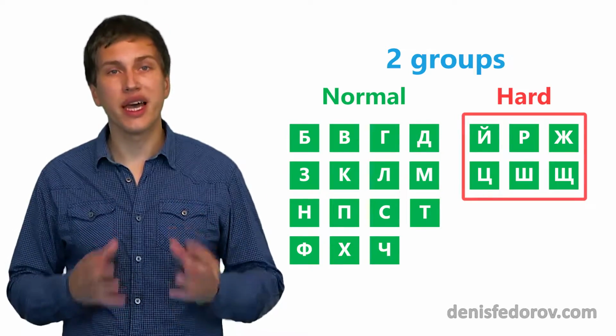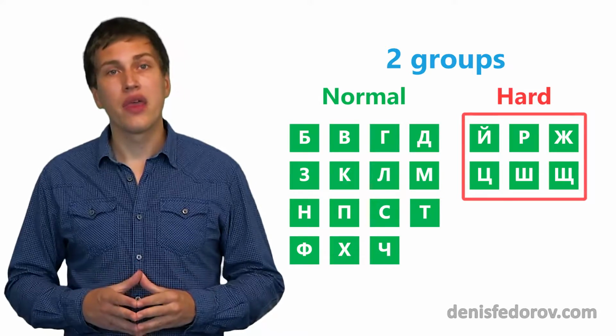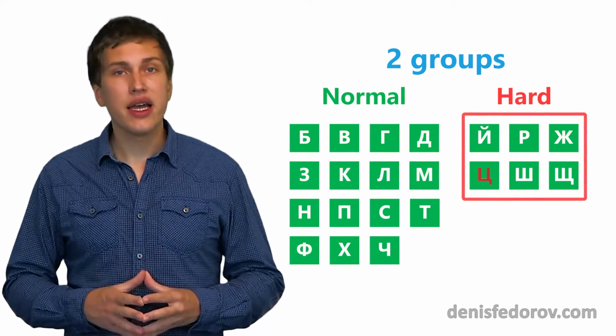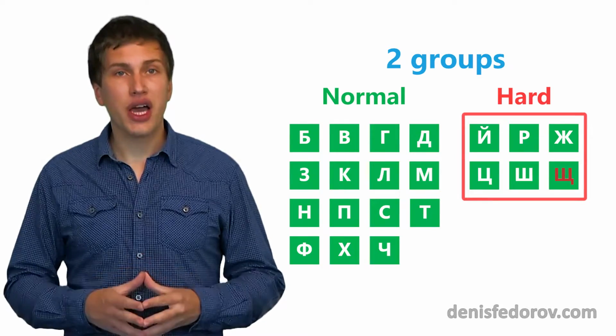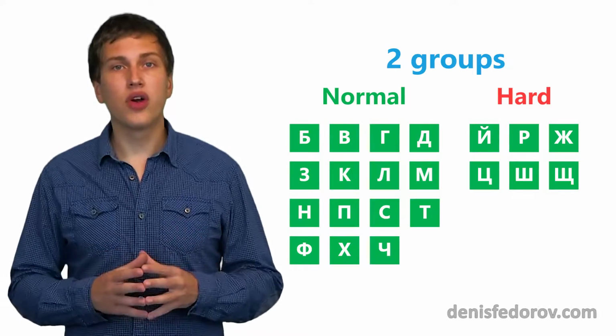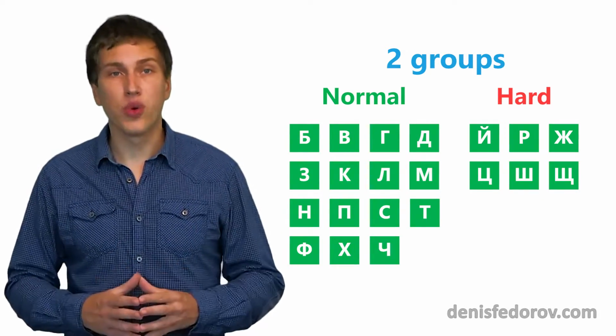The second group consists of 6 consonants and is hard because foreigners always have problems with these letters. Here they are: И краткое, Р, Ж, Ц, Ш, Щ. 6 letters only. Now let's go through the first easier group and then go through the hard one.